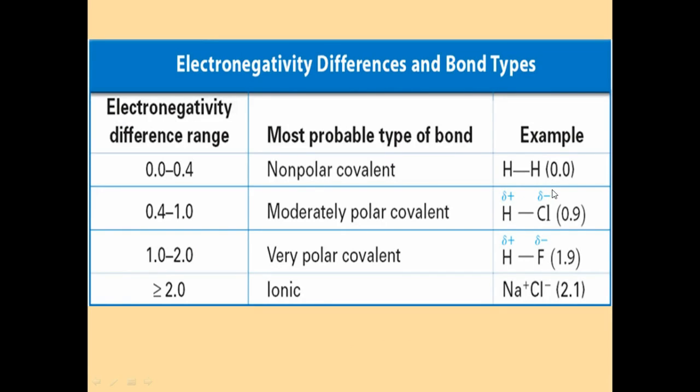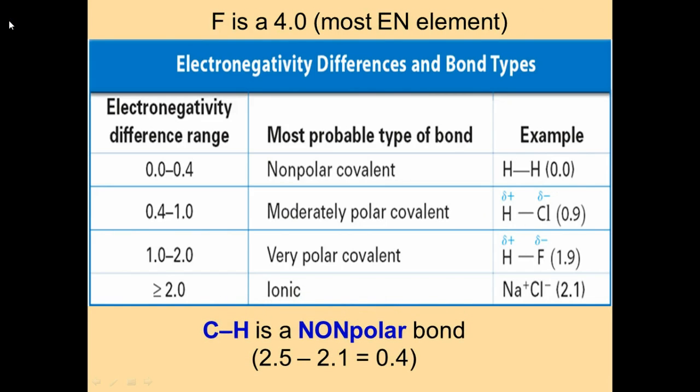And then here's a chart. Pretty much based off of the difference in electronegativity, you can tell whether it's nonpolar, moderately polar, very polar, or ionic. Basically you just subtract the 2 different electronegativities like this, and you get this number, and you see where it fits in this range or this scale, and you find the corresponding category.